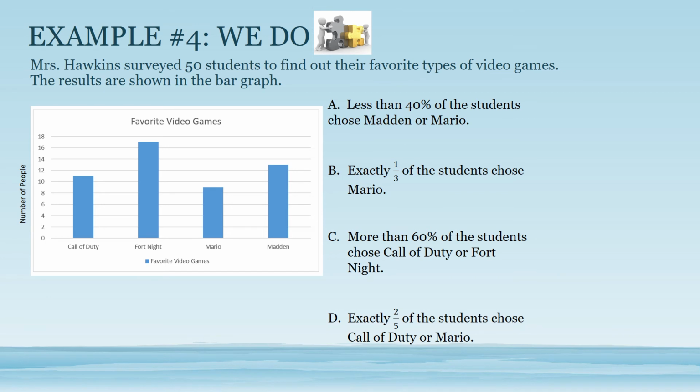Example number 4. We do. Miss Hawkins surveyed 50 students to find out their favorite types of video games. The results are shown in the bar graph. How many students took this survey? If you answered 50 students, you are correct.